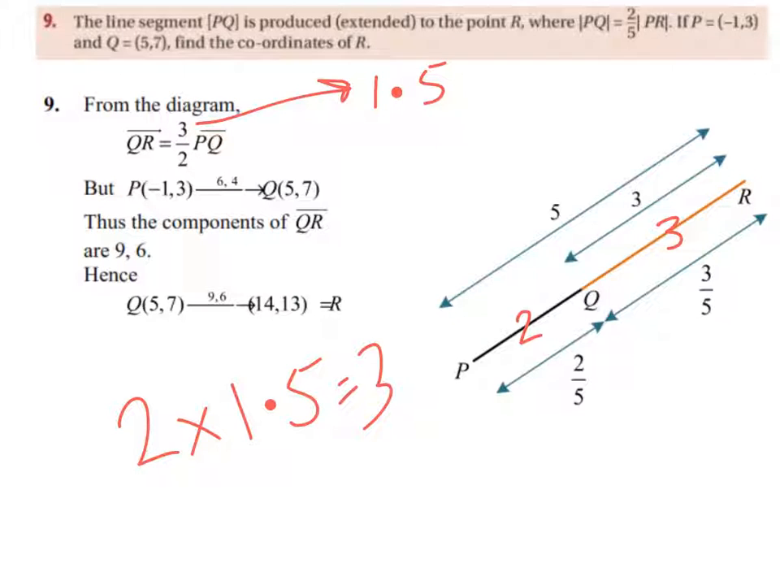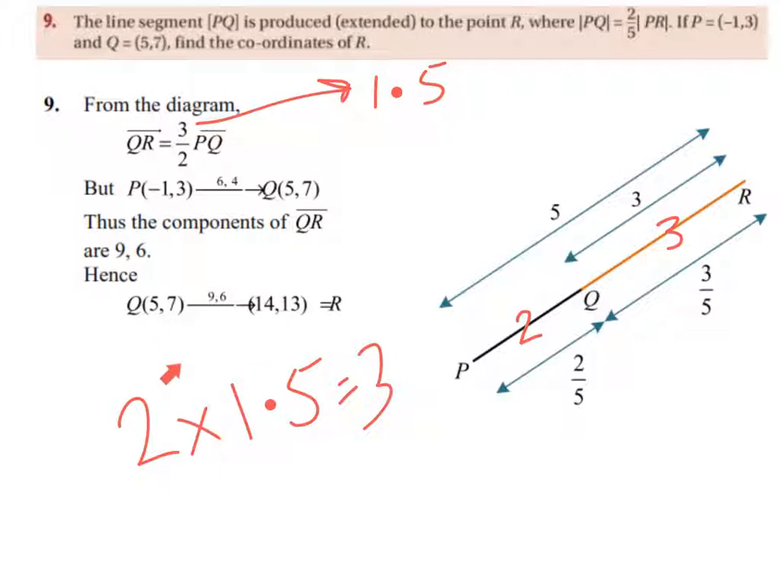So we want now to go from Q to R. So we have to add 9 to the X and add 6 to the Y. And that's because 6 multiplied by 1.5 is 9. So 1.5 times 6 is 9. And 4 multiplied by 1.5 is 6. So 1.5 times 4 is 6.